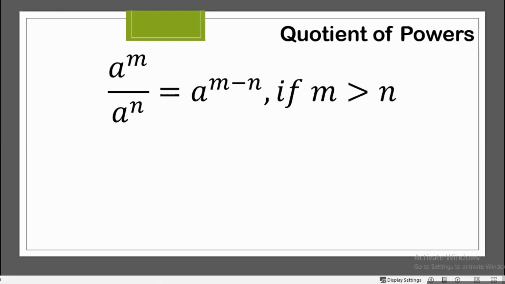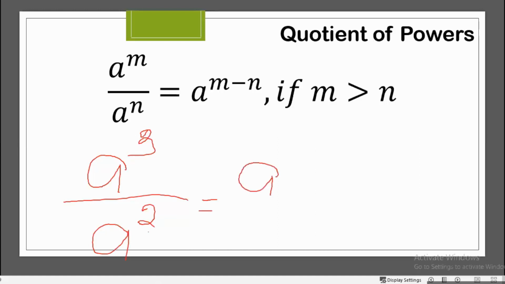What about quotient of powers? Ano naman yung quotient of powers? Kung mas malaki si m, yung exponent ni m, okay, i-minus mo lang. For example, you have a cubed all over a squared. So, sino mas malaki? Si 3 o si 2? Okay, nandito siya sa numerator. So, your answer will be in the numerator. So, 3 minus 2 is equal to a raised to the first power, or just simply a. Okay?